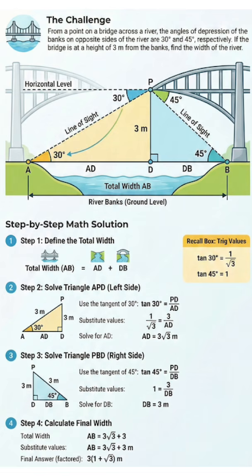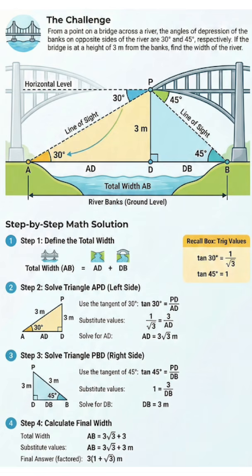Second, let's figure out the left side of the river, distance AD. To do this, we literally just use the tangent of 30 degrees. Since tangent is opposite over adjacent, it's our 3-meter height divided by that unknown line AD. So the left side comes out to exactly 3 times the square root of 3 meters.